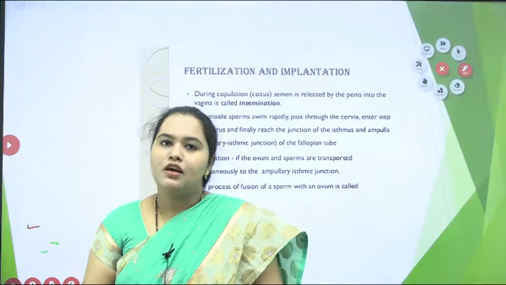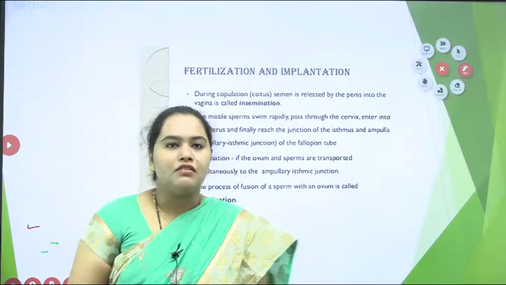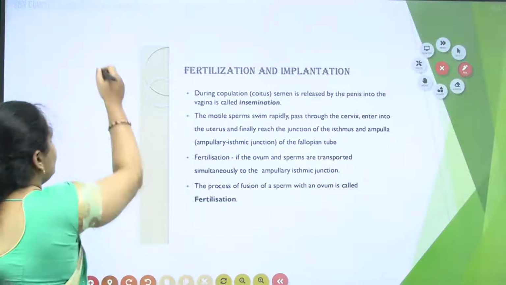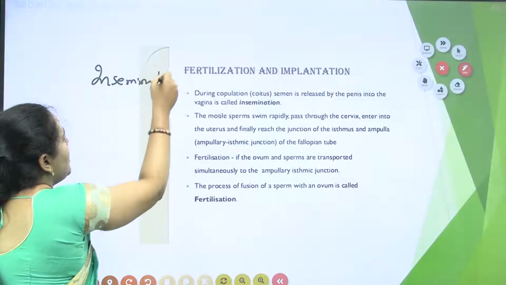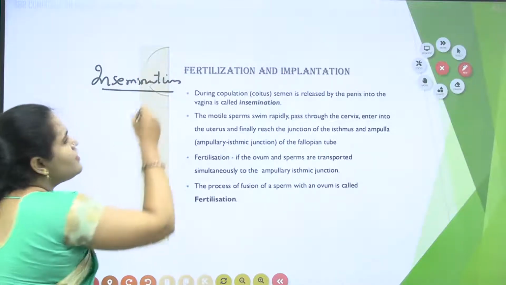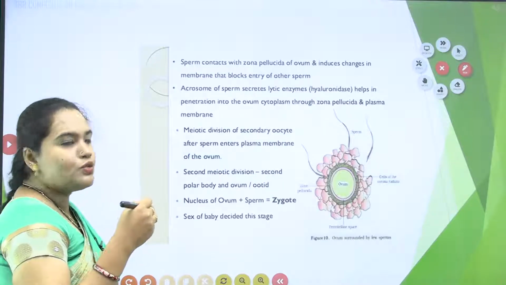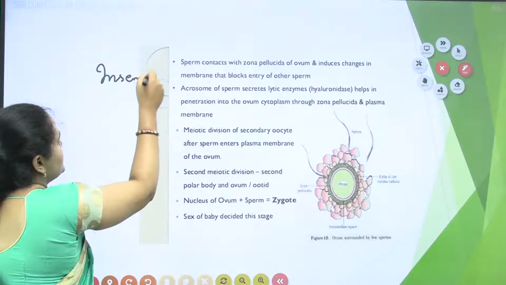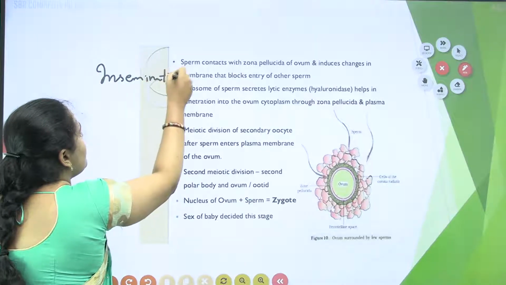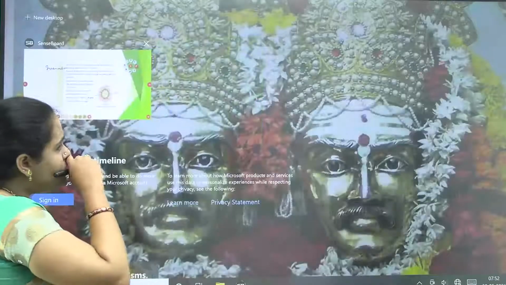The next step in human reproduction, after the reproductive cycle, is insemination. Now, what is insemination? It is just the release of male gametes into the female genital tract, called insemination. Okay, so see further.